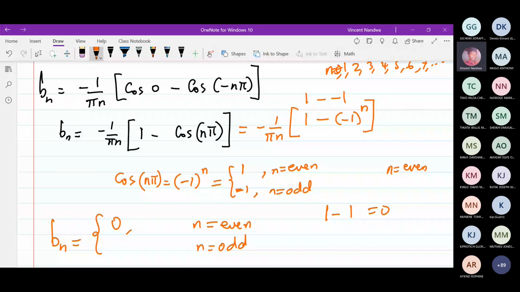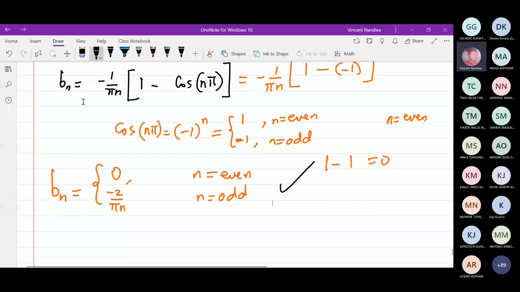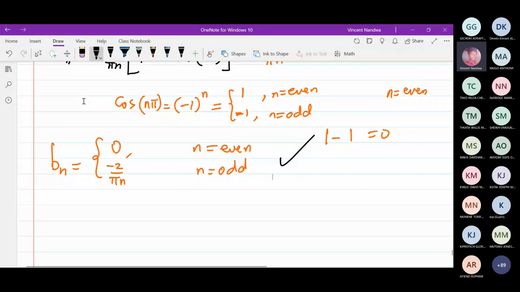So we have all the values, so in fact, you can actually try to generate some values of Bn. If I say this is n and this is Bn, remember Bn starts from n equals 1.